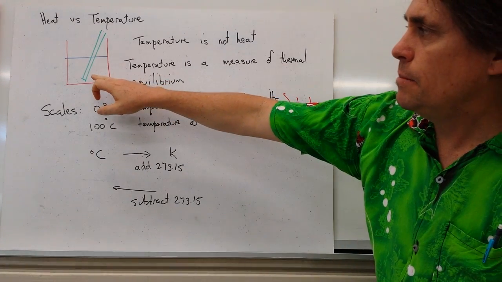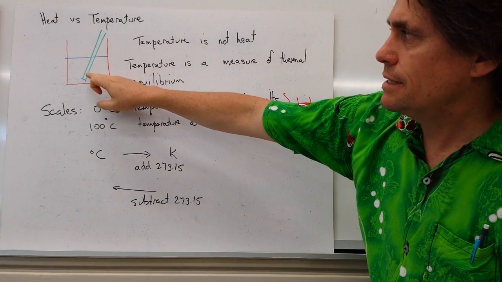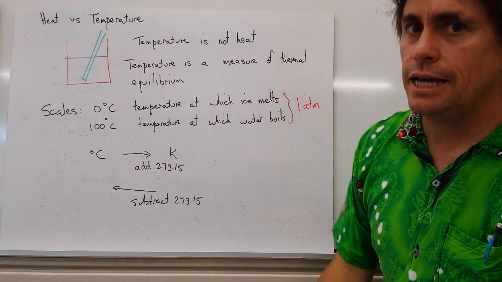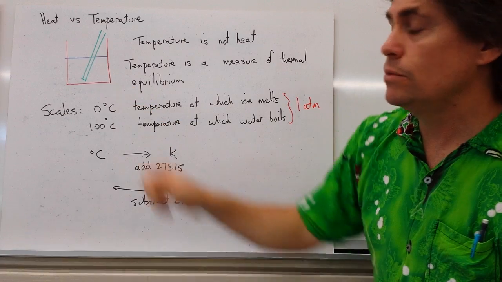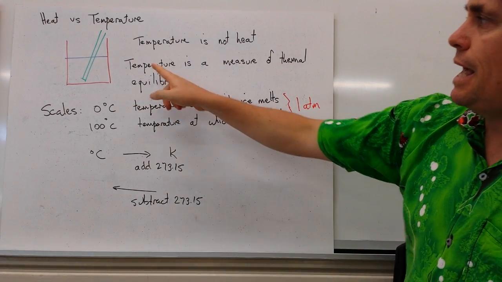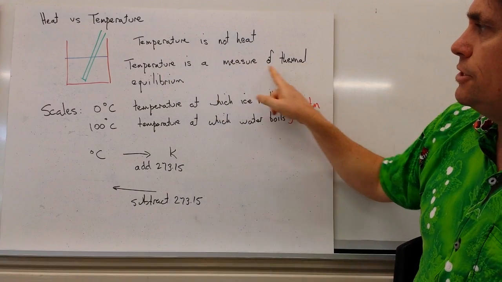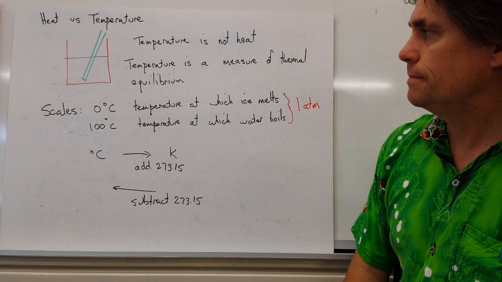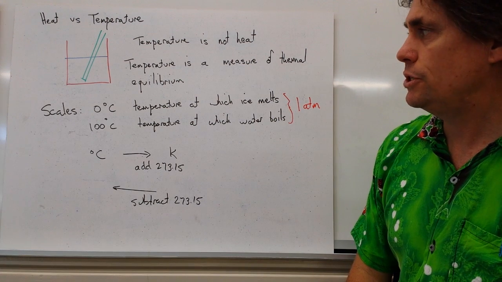Now, the thermometer doesn't contain as much heat as the water, and we'll go into that in more detail a little bit later. But we can say that temperature is a measure of thermal equilibrium, but it's not a measure of heat. So how do we measure temperature?